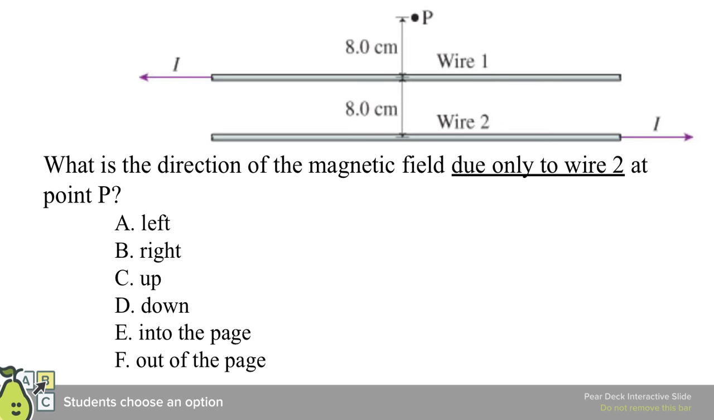So what is the direction of the magnetic field due only to wire 2 at point P? We see, using our right-hand rule, if our thumb is pointing this way, our fingers curl like this. So at point P, it would be coming out of the page.